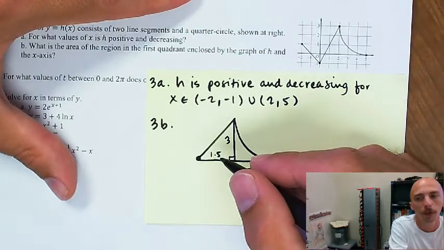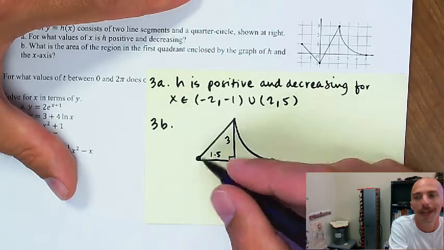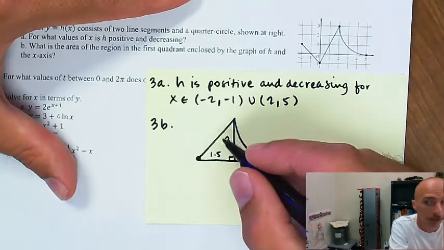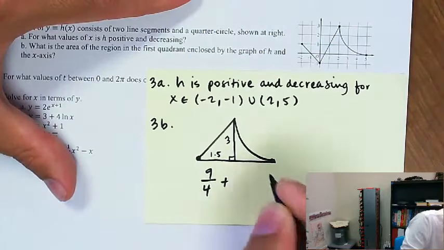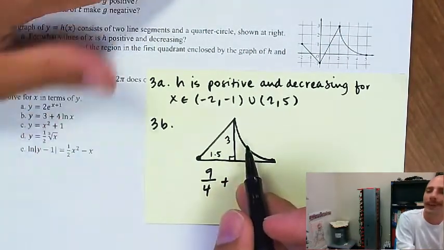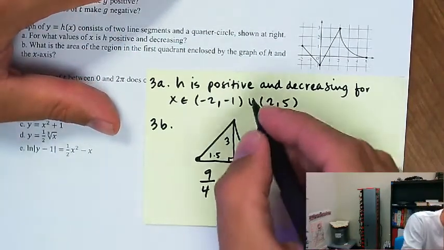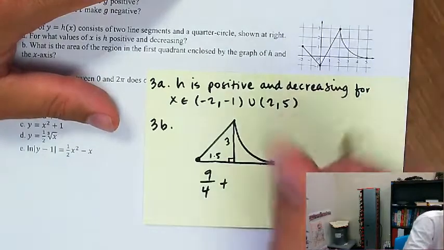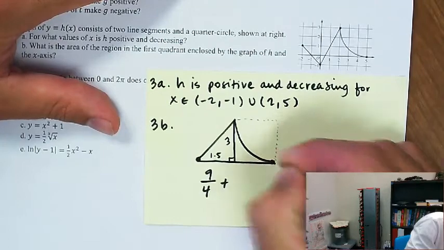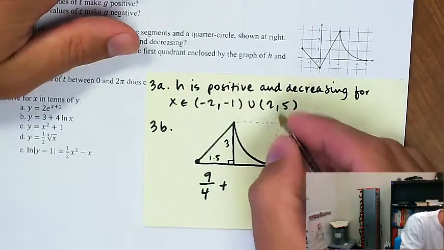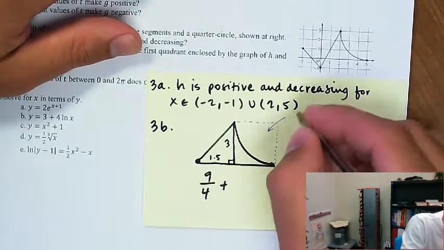I'm going to call that 9 divided by 4, okay, because this is going to be 9 divided by 2, which is 3 times 1.5, and then I'm going to divide by 2 because it's a triangle. Okay, now this thing, it's not the area of the circle, right? It's like the area of the square with the circle cut out. Maybe I'll just draw a little square in blue. Okay, so the square has area, what is it, 2 to 5 is 3, times 3 is 9.